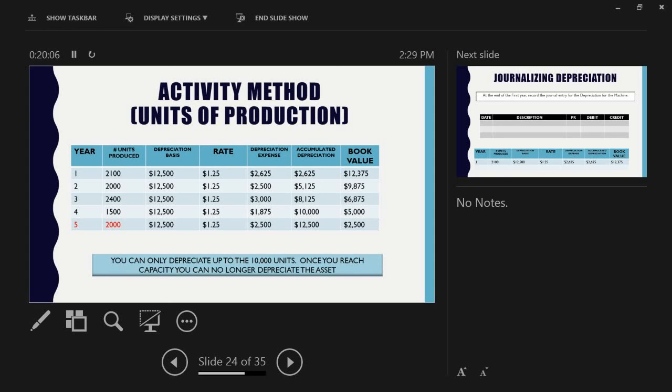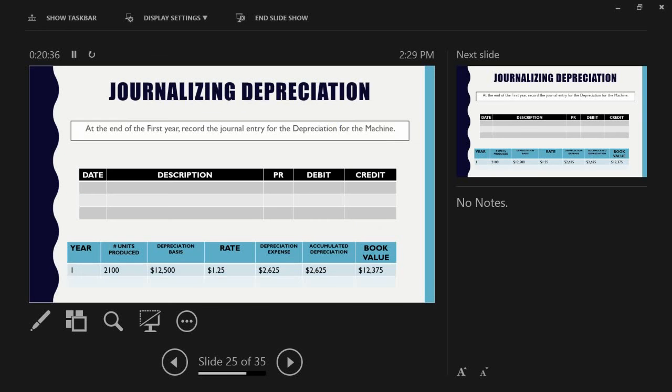One other key factor is you can't go beyond your salvage value. If your salvage value is 2,500, you cannot go beyond that. Same thing with your units of production. You can't go beyond the limit of 10,000. So you would only calculate it up to the capacity, which is 10,000. So that is that one.